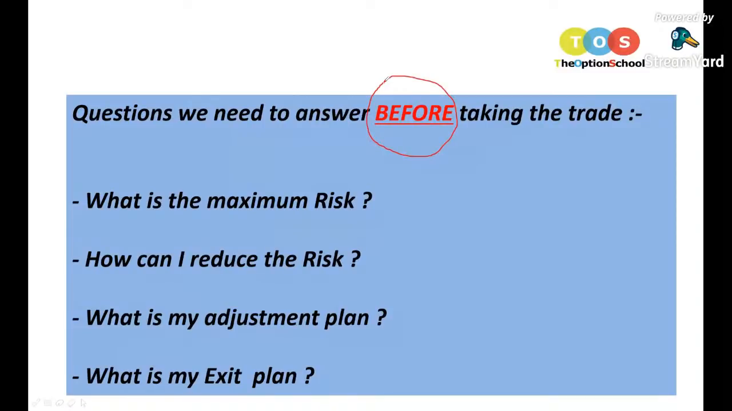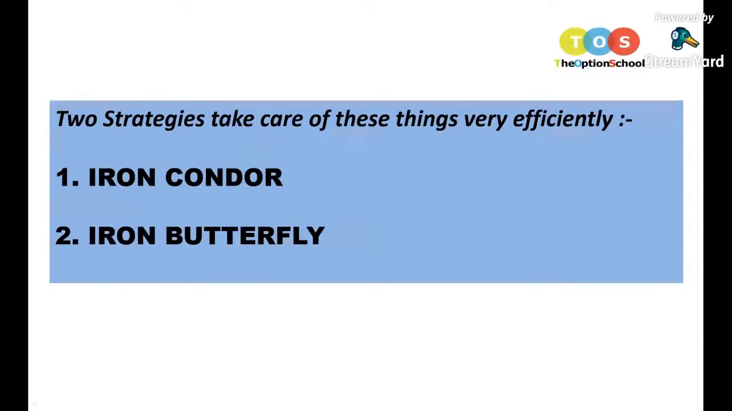Okay. What is the second part? Now, all these four things, two strategies take care of very, very efficiently. My maximum risk is defined. How I can reduce risk is also inbuilt into these two strategies. The adjustment plans can also be created very easily, and exit plans can also be done. These two strategies, iron condor and iron butterfly, inherently have all these four properties of risk management.